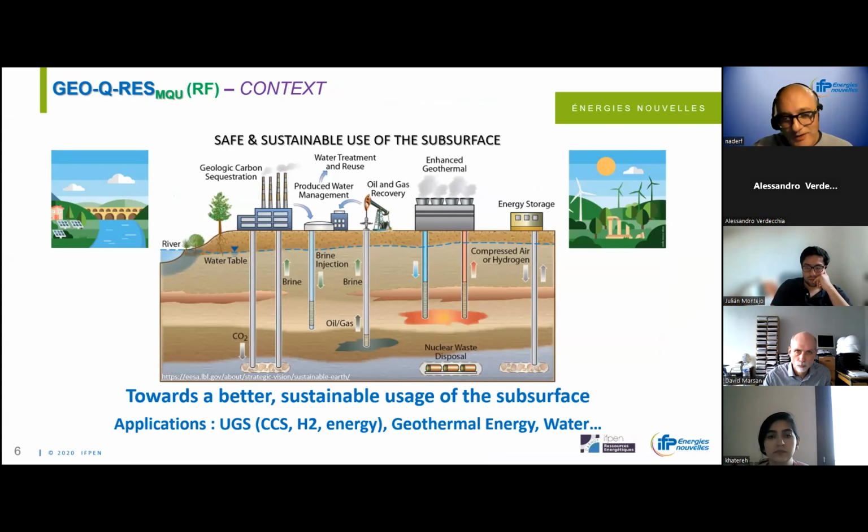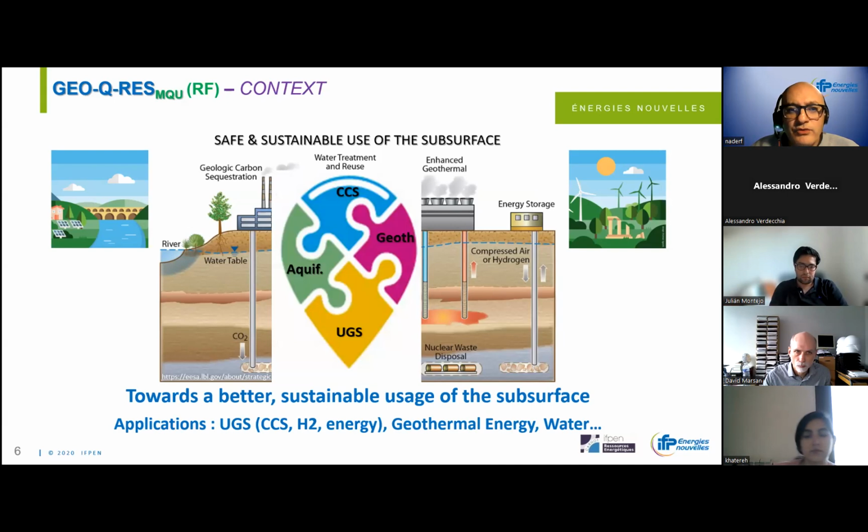So with this large spectrum, the project I lead at IFP, called GeoQRS, takes into account all of this except the oil and gas part. We would like to use the knowledge that we have to achieve a better, sustainable usage of the subsurface, meaning applications to underground geological storage, geothermal energy, and water, and also to monitor and at least be aware of the risks, whether associated with the georesource itself, for example pollution of water or decrease of geothermal energy, or with the structure itself, such as collapse of the well, or even geohazards like induced earthquakes.